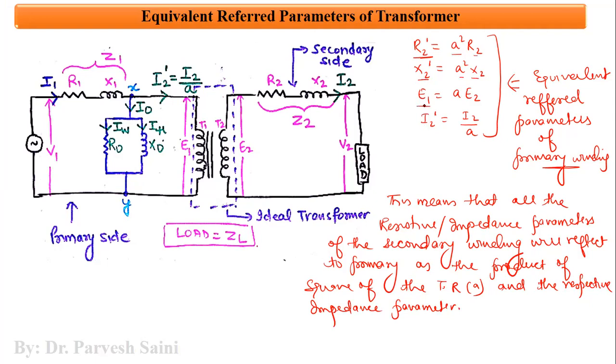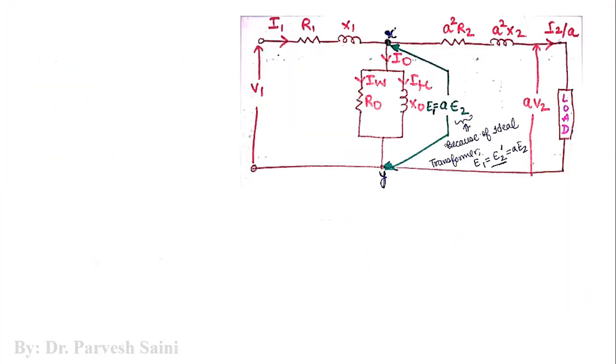Similarly, you can say that the EMFs will reflect as the product of transformation ratio and the respective EMF, like here, and currents will reflect as the ratio of the current to the transformation ratio, right? So this is how we will take the parameters of the secondary to the primary winding. And now let us see how the circuit will look like. So this is how the circuit will look like.